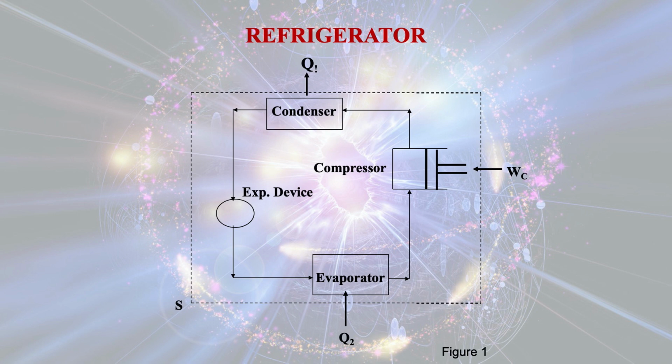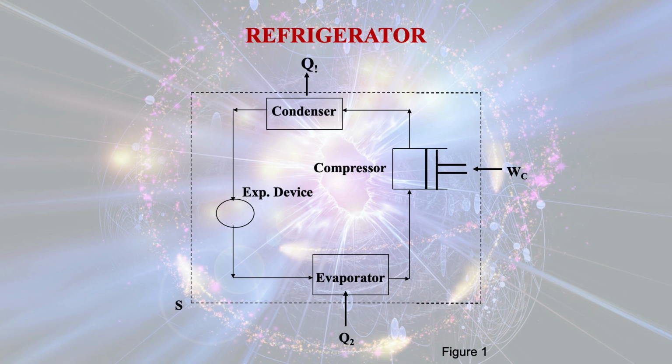This is the block diagram of the refrigerator. In this case, you see that there are 4 important components. One is expansion device, second one is evaporator, third one is compressor, and the fourth one is condenser.